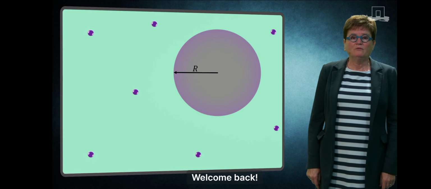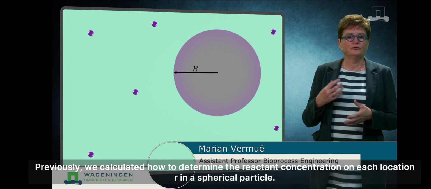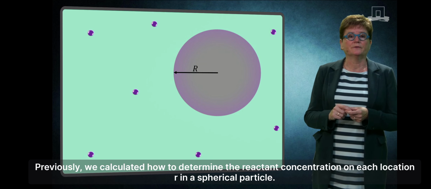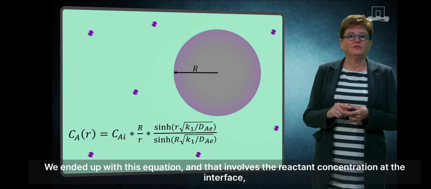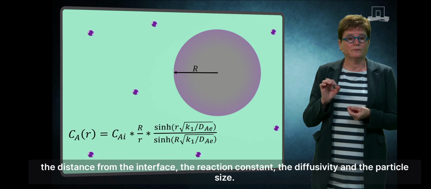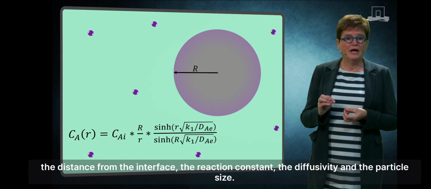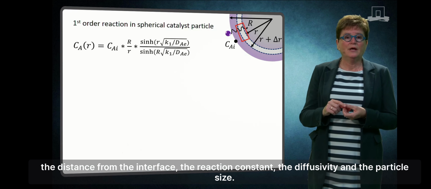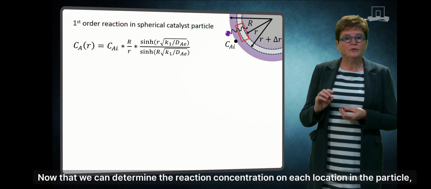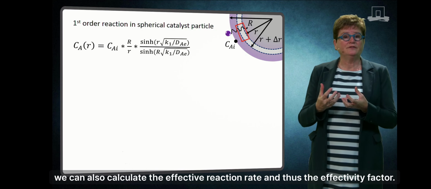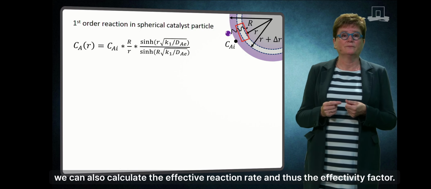Welcome back. Previously we calculated how to determine the reactant concentration at each location r in a spherical particle. We ended up with this equation, which involves the reactant concentration at the interface, the distance from the interface, the reaction constant, the diffusivity, and the particle size. Now that we can determine the reactant concentration at each location in the particle, we can also calculate the effective reaction rate and thus the effectiveness factor.